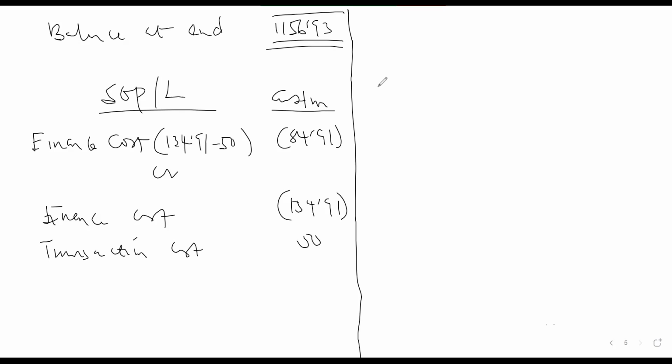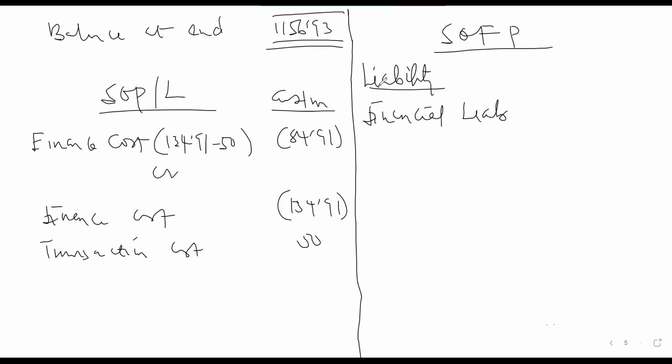Okay, let's come to the statement of financial position. So let's have a liability. The liability will be a financial liability. And what will be the value for the financial liability? That will be 1156.93. I hope I'm correct.